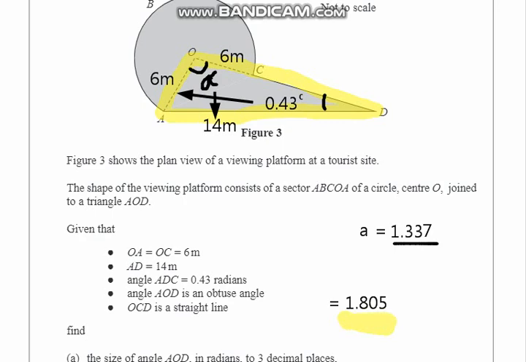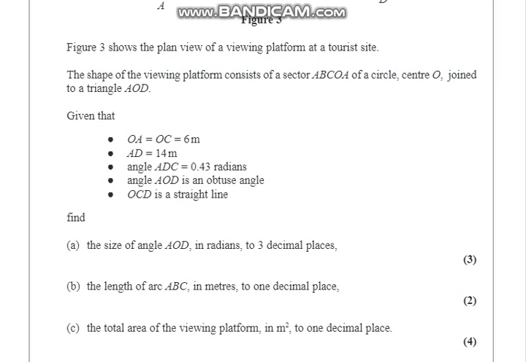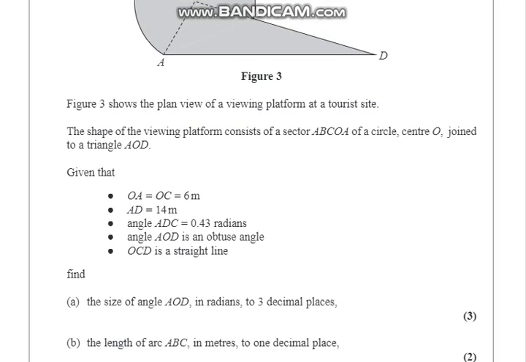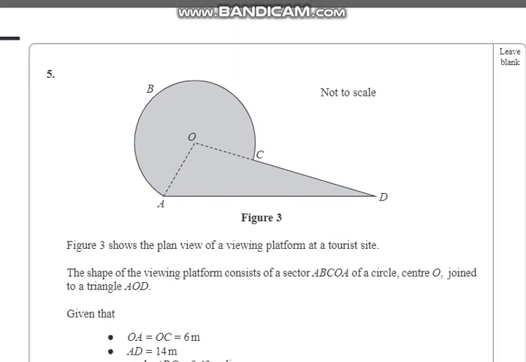And moving on to the B part: the length of arc ABC in meters to 1 decimal place, and that's 2 marks. A very easy question, we need to find the arc ABC there. Let me just highlight it for you. That's this thing here. They're asking us to find the arc length here.